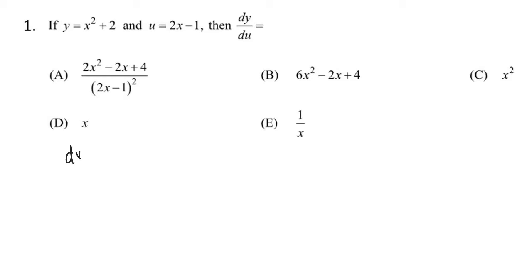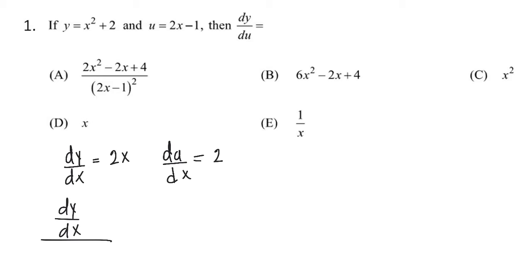And so dy/dx, that's going to be 2x. And then we need to find du/dx, and that's just going to be 2. So what we need to do now is realize that to get dy/du, we will be doing some dividing here. So we're going to do dy over dx divided by du over dx.